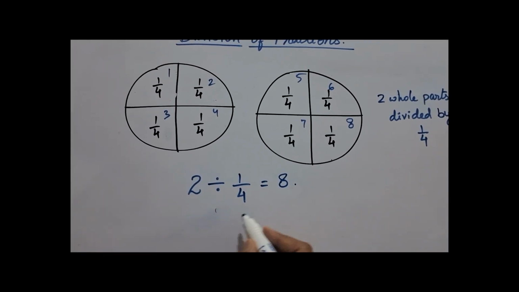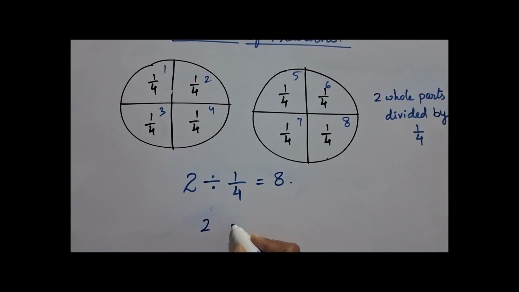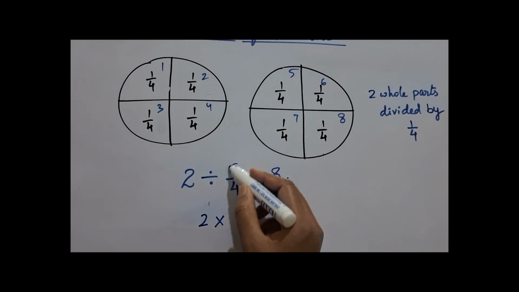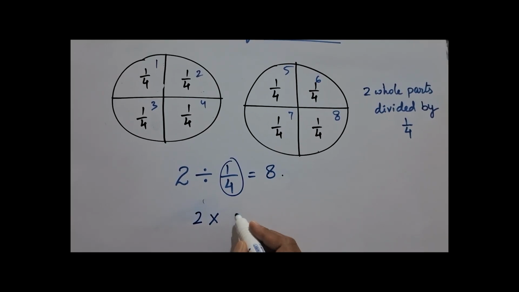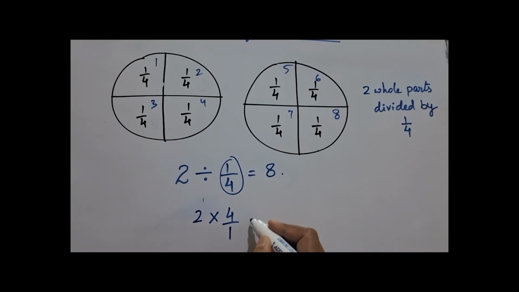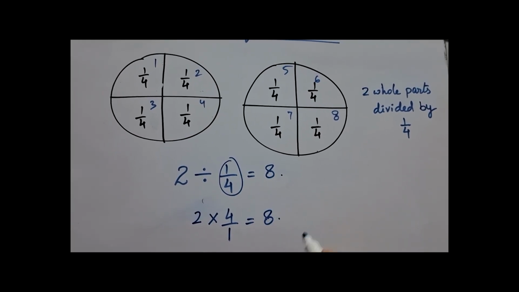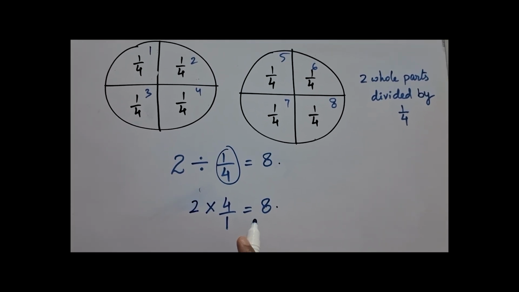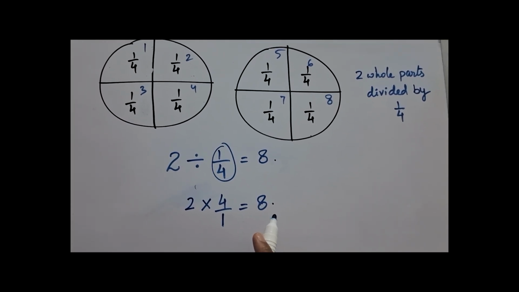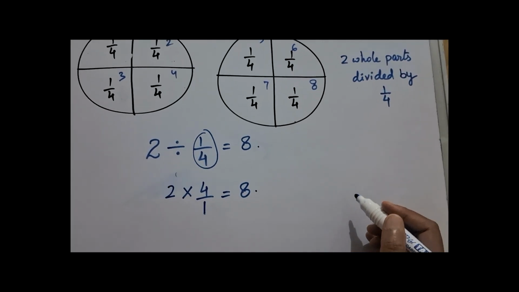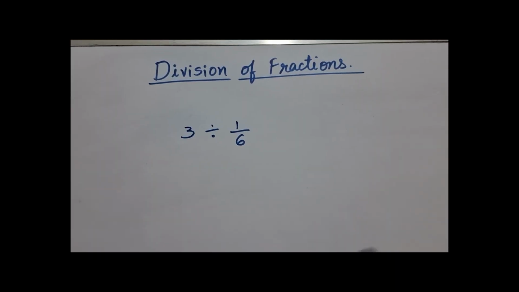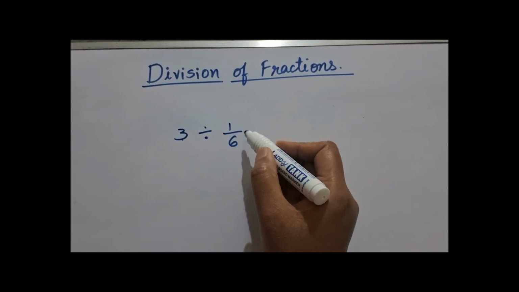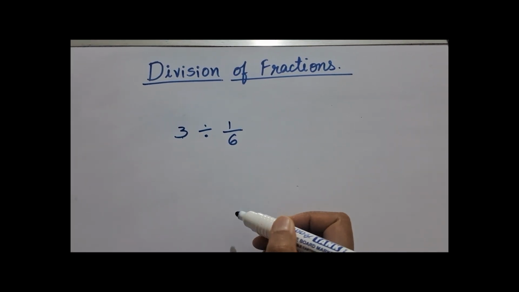Here we can see that when 2 is multiplied with the multiplicative inverse of 1 by 4, that is 4 by 1, we get 8. Okay, children. In this way, we do the division of fractions. For example, we can see 3 wholes divided by 1 by 6.